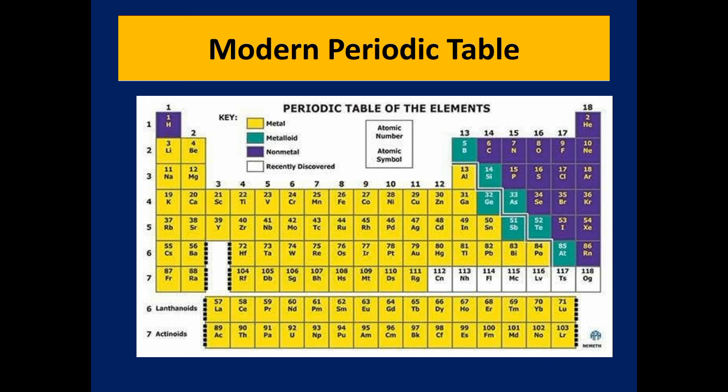The elements 57 to 71 are called the lanthanoid series because they start with the element lanthanum, and these elements are rare earth elements. The elements from 89 to 103 are called the actinoid series because they start with the element actinium. These are radioactive elements.